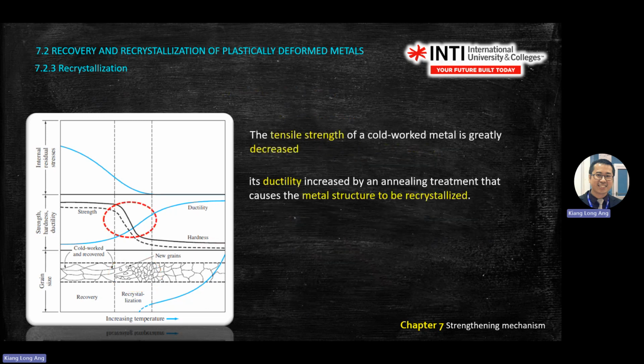When there's a growth of new grain, that's why the tensile strength decreases. And ductility is increased by annealing treatment, which causes the structure to be recrystallized. So this is the change in properties when you do heat treatment. Tensile strength will reduce during the recrystallization stage, right?